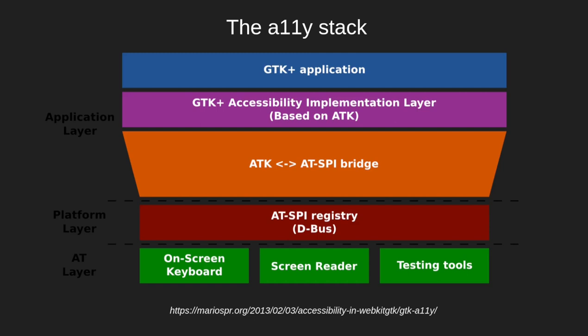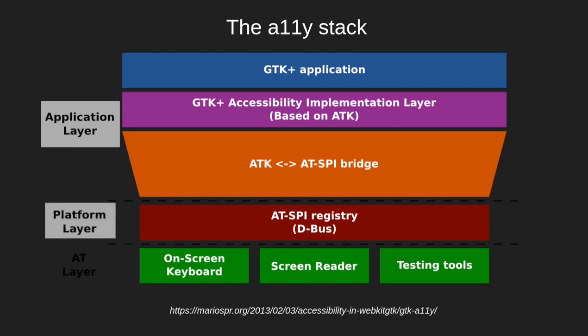AT-SPI stands for the Assistive Technology Service Provider Interface, and whenever an application like a screen reader makes an AT-SPI query to the AT-SPI registry that holds all the accessibility info, it is the ATK AT-SPI bridge that's used to link the two. In summary, we have the application layer related to the GUI toolkit. We have the platform layer related to the registry that goes to the bridge in order to extract info from the application layer. And then finally, we have the assistive technology layer that's going to be actually querying the registry.